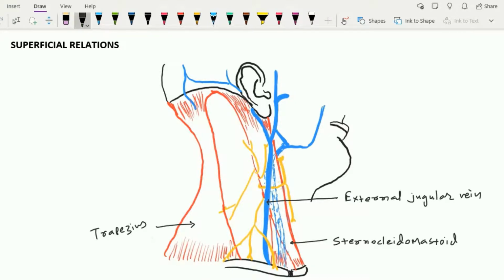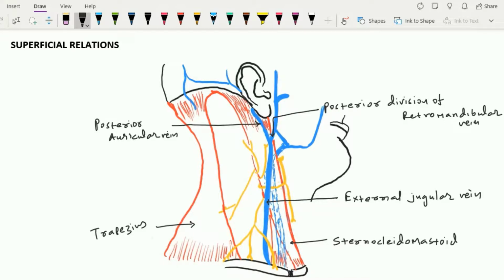This external jugular vein is going to be formed by the posterior division of the retromandibular vein with the posterior auricular vein. A few other superficial relations of the sternocleidomastoid muscle are there, and one of them is this nerve, the great auricular nerve. This great auricular nerve has the root value of ventral rami of C2 and C3, and it is responsible for getting the cutaneous sensations from the angle of the mandible.